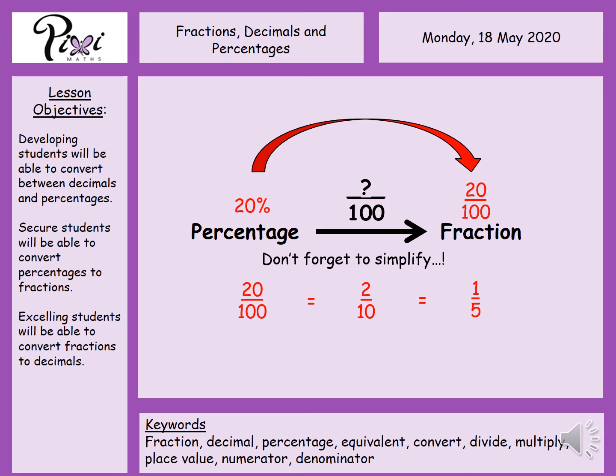You can actually do that in one step, going from here all the way to here, by dividing by 20. So dividing this by 20, you get 5. So either way, you get the same answer. To write a percentage as a fraction, you write it out of 100 and then simplify. So 20% would be 20 over 100, and then we simplify.